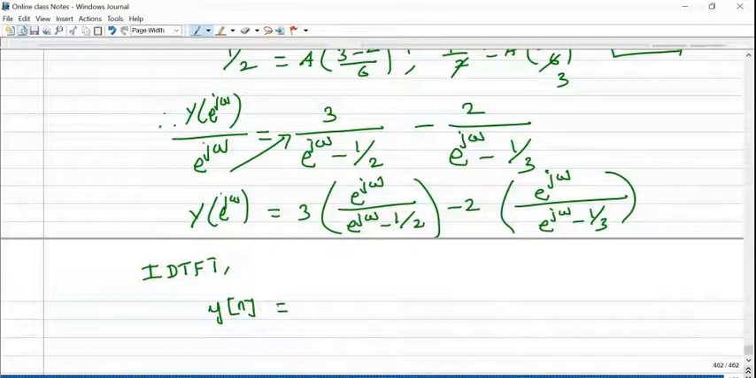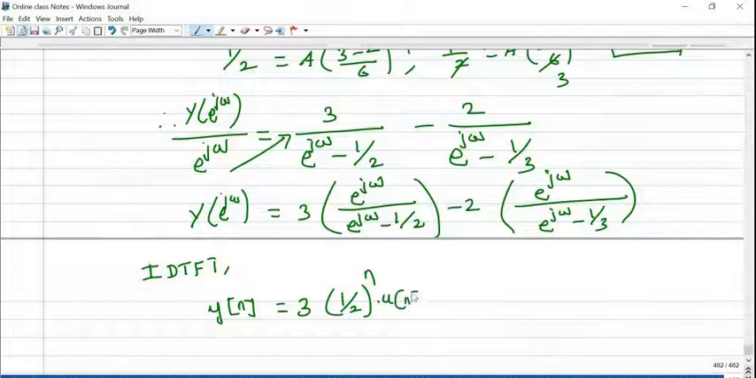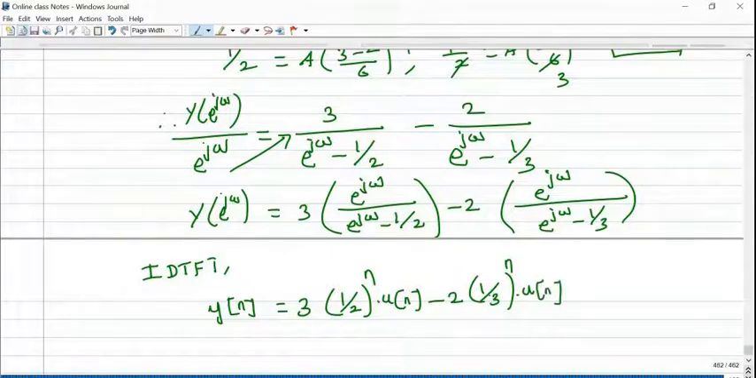Y of n equal to x1 of n convolution with x2 of n as per the property. So 3 is a constant, 1 by 2 power n u of n. Minus 2 is a constant, 1 by 3 power n u of n. So this is your convolution result.